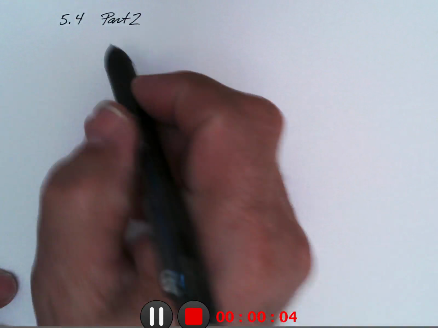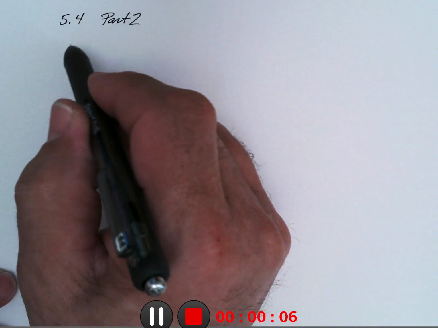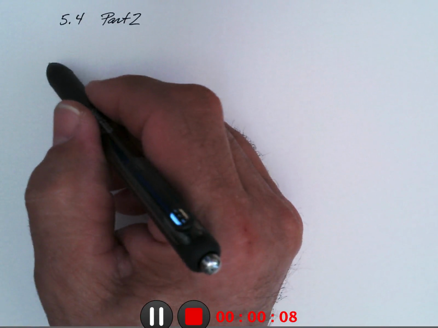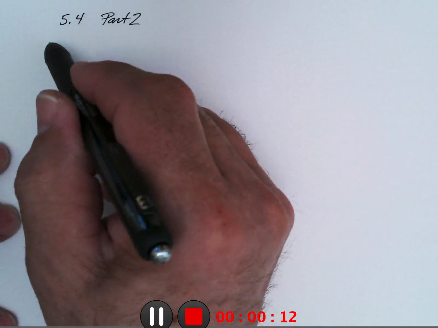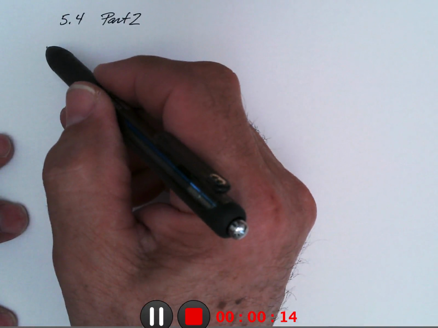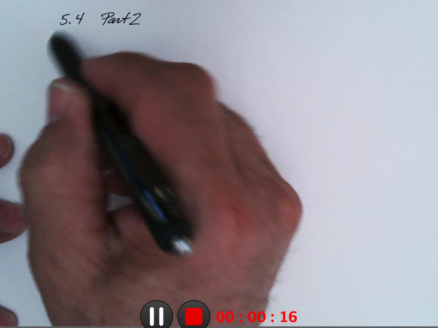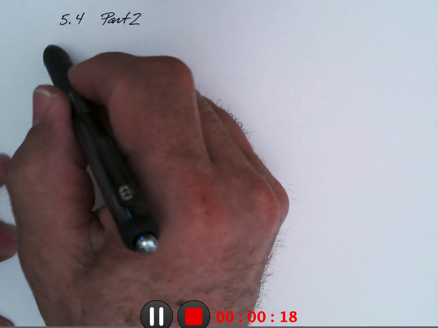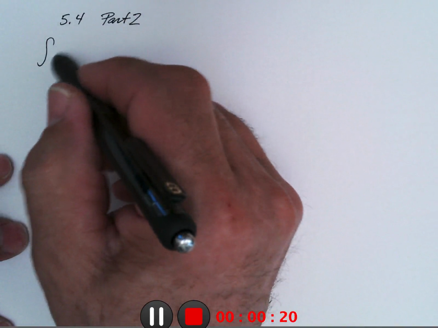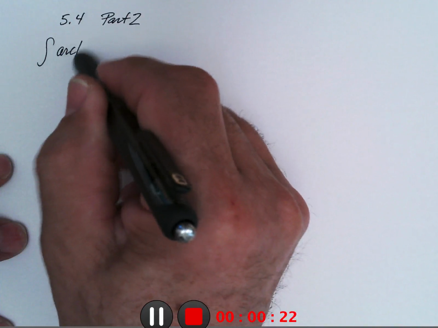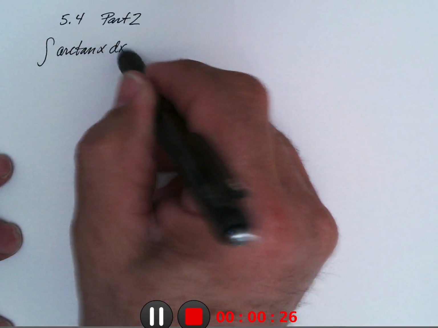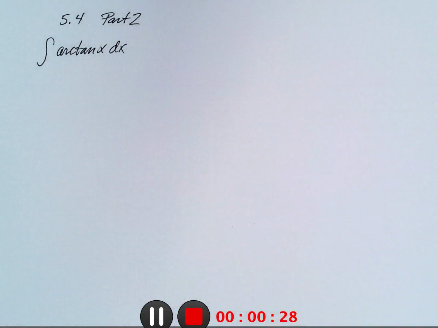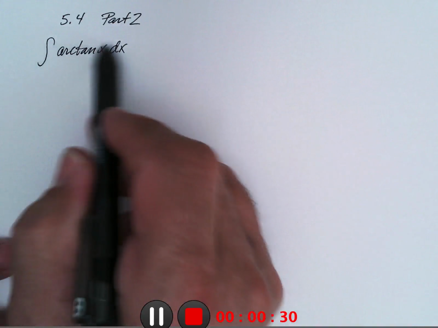5.4 presentation part 2. So I worked some problems in class, and here are some of the ones I did, showing the different ways you might be able to do the integration by parts. First one we're going to do here is the integral of arctangent x dx.